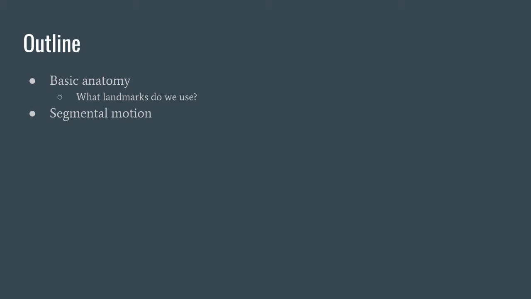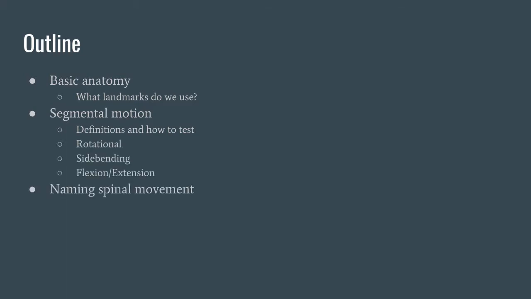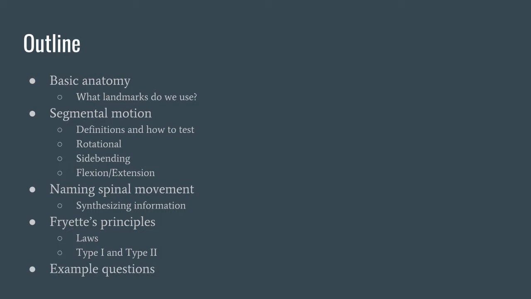Then we'll move on to segmental motion testing. This will include definitions and how to motion test rotational, side bending, and flexion or extension motions. Then we'll cover naming spinal movements, synthesizing the information that we covered before. Then we'll cover Fryette's laws and Type 1 and 2 dysfunctions. We'll end with a couple example questions to give you an idea as to how questions on this material can be written.